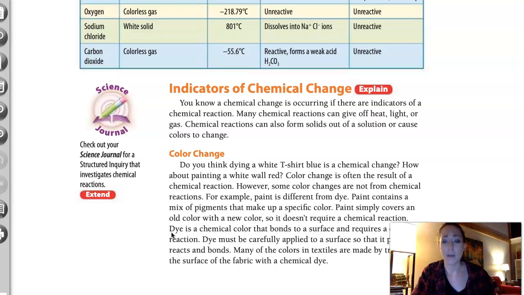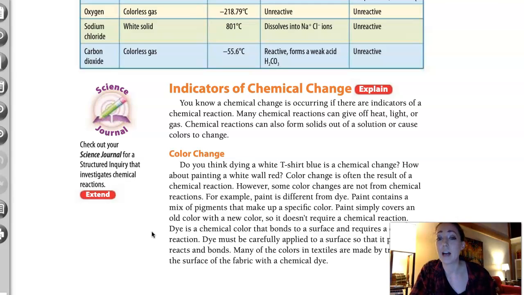Color change is often the result of a chemical reaction. However, some color changes are not from chemical reactions. For example, paint is different from a dye. Paint contains a mix of pigments that make up a specific color. Paint simply covers an old color with a new color, so it doesn't require a chemical reaction.